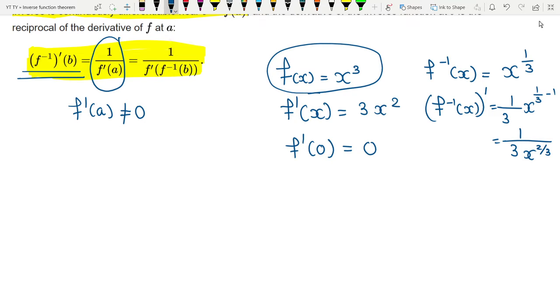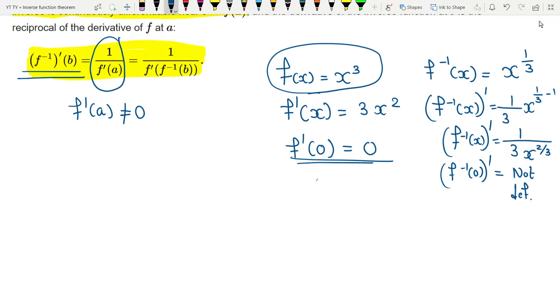So this is nothing but the derivative. And now you can observe this derivative does not exist at the point 0, right? If I put 0, I get not defined. The derivative of f inverse at 0 is not defined. So this is something that was given. The inverse does exist, but whatever is the inverse might not be differentiable at that point.